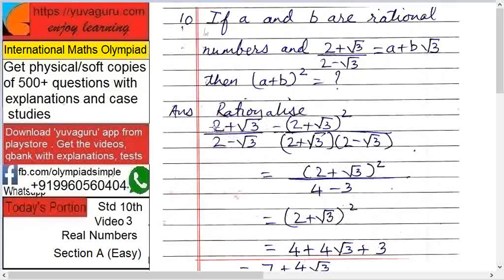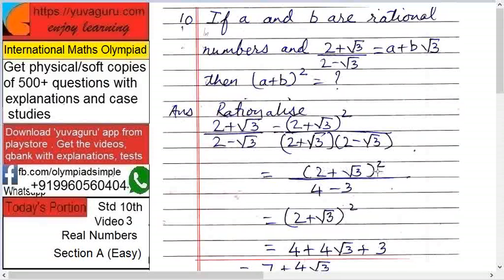So rationalize it, (2 plus root 3) upon (2 minus root 3). First solve this. So it becomes (2 plus root 3) into (2 plus root 3), the whole square, right? And below it is (2 minus root 3) into (2 plus root 3), because we have to rationalize. Rationalize means what? Multiply with the conjugate. Conjugate means what? Same numbers, only sign is different.